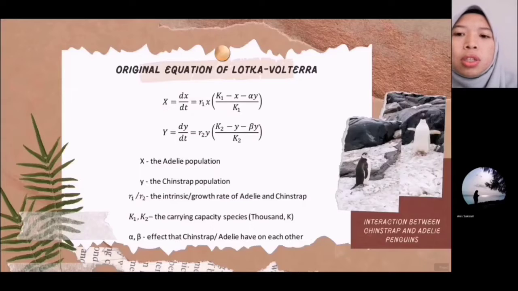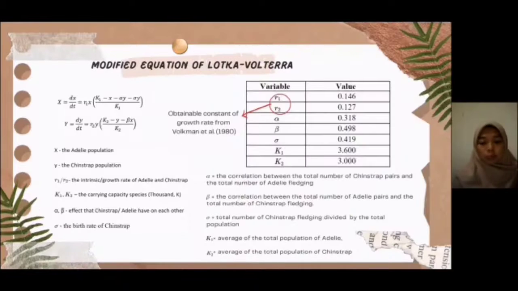This is the general equation of the Lotka-Volterra model with the explanation for each of the variables. So, for this project, the modification that we did on the general equation is that we add on the sigma coefficient, which stands for the birth rate of the Chinstrap, because we think that the birth of the species might affect the population of the Adelie too. It is also because the other two coefficients, alpha and beta, only told us about the correlation between the two species. So we decided to add on the birth rate on the Chinstrap as well.